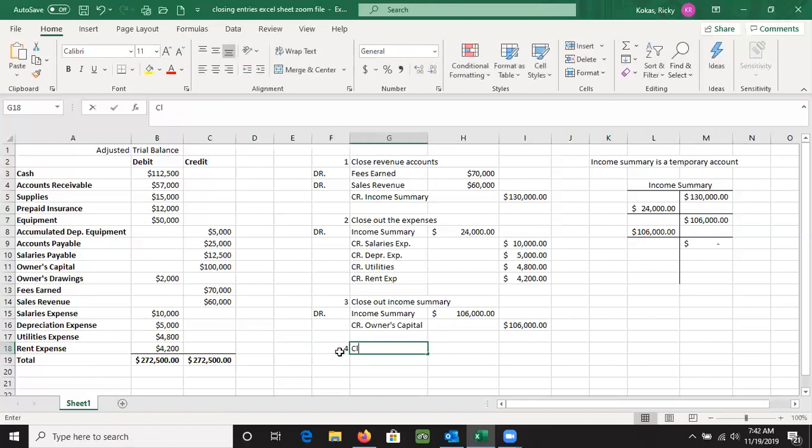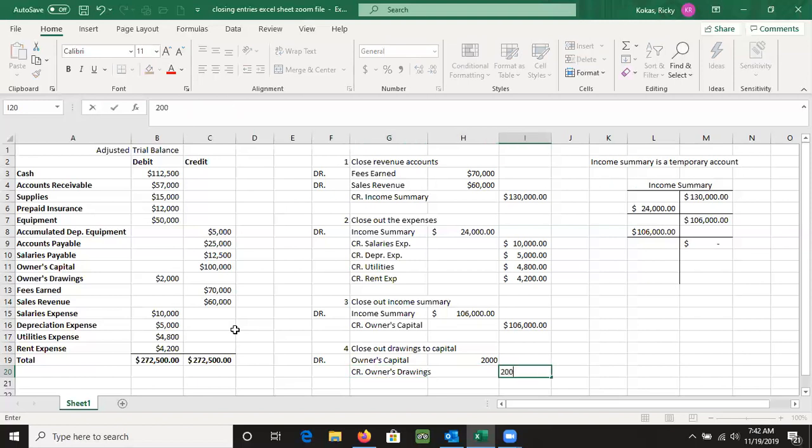The last step, close out drawings to capital. So if drawings have a debit balance, we're going to have to credit drawings. Like my little description says, we debit them against owner's capital. $2,000. So to get rid of owner's drawings, again, they have a $2,000 debit balance. We have to credit them. Credit owner's. And now all of the necessary accounts are closed out.